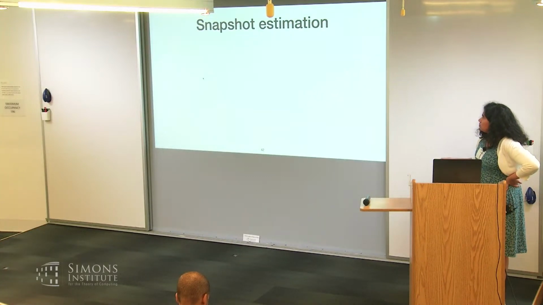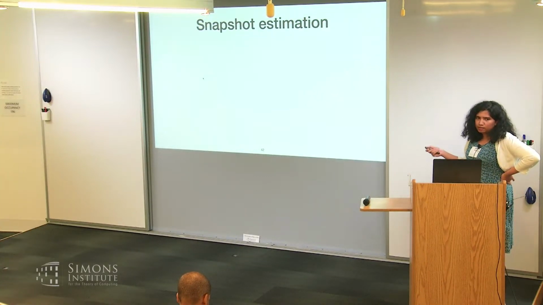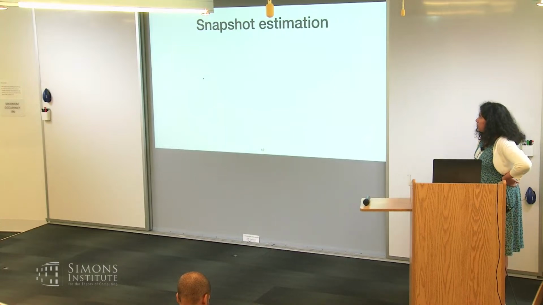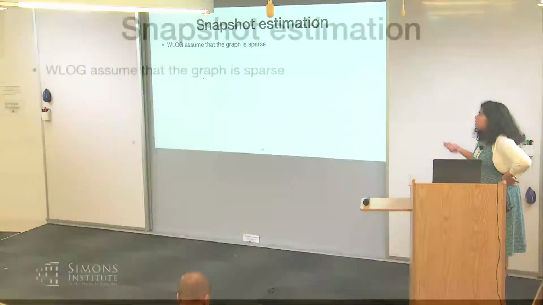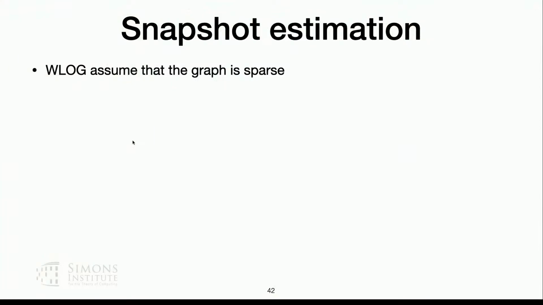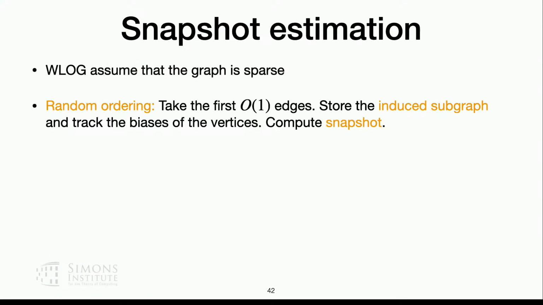Okay, so let's talk about how we even estimate this snapshot in the streaming model. First, we can assume without loss of generality that the graph itself is sparse, because you just subsample and you can get a 1 minus epsilon approximation. So we might as well assume the input graph is sparse. Now, let's actually talk about the random ordering algorithm, which is quite simple.